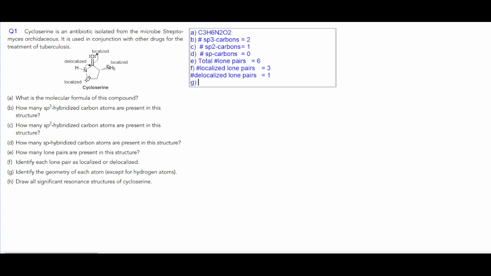Okay? So what I'll do is take the structure again and write all the geometries of the different atoms. So let's take this over here. This nitrogen is expected to be trigonal pyramidal. An sp3 hybridized nitrogen will have trigonal pyramidal geometry. The bond geometry, I'm talking about molecular geometry. Electron geometry, on the other hand, will be tetrahedral. So molecular geometry is trigonal pyramidal.